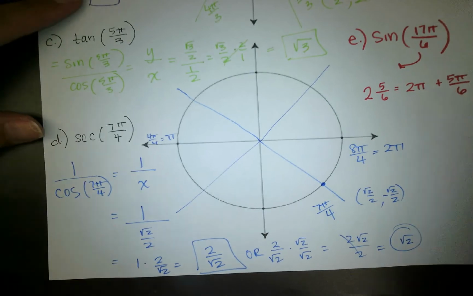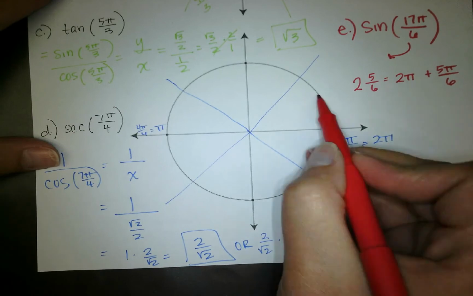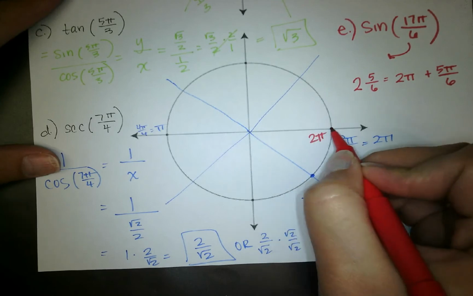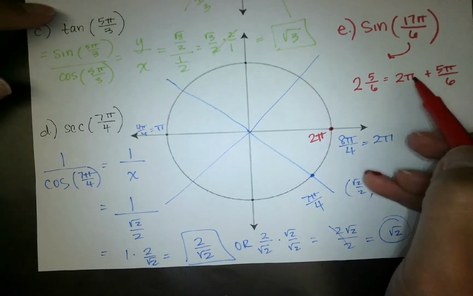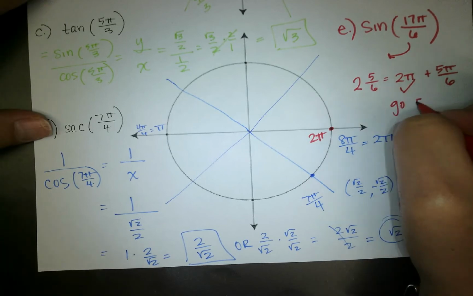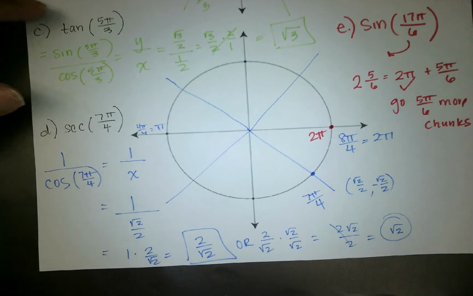Okay, so here we go. If I go to the unit circle, here's 2 pi, so I'm already there. Bam, there's 2 pi. I've already done that. Now I need to go 5 pi over 6 more chunks. Okay, I'm talking in chunks.